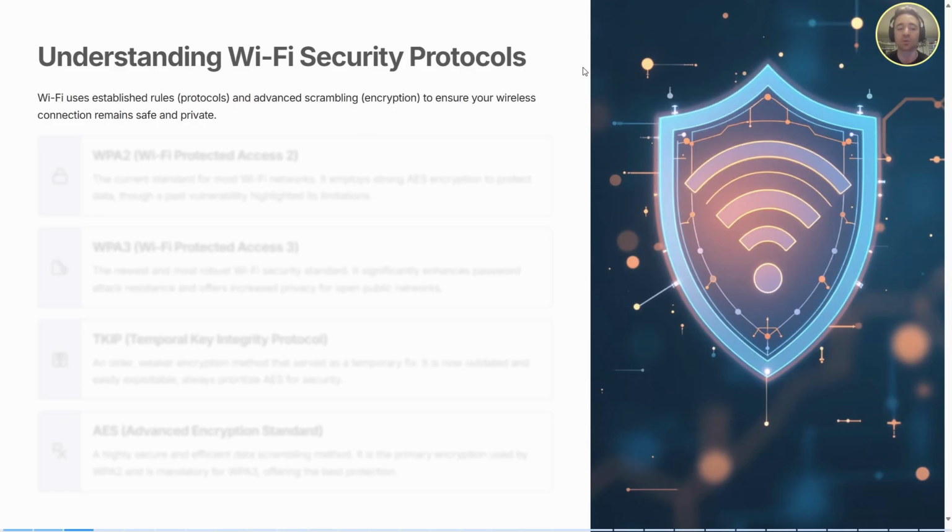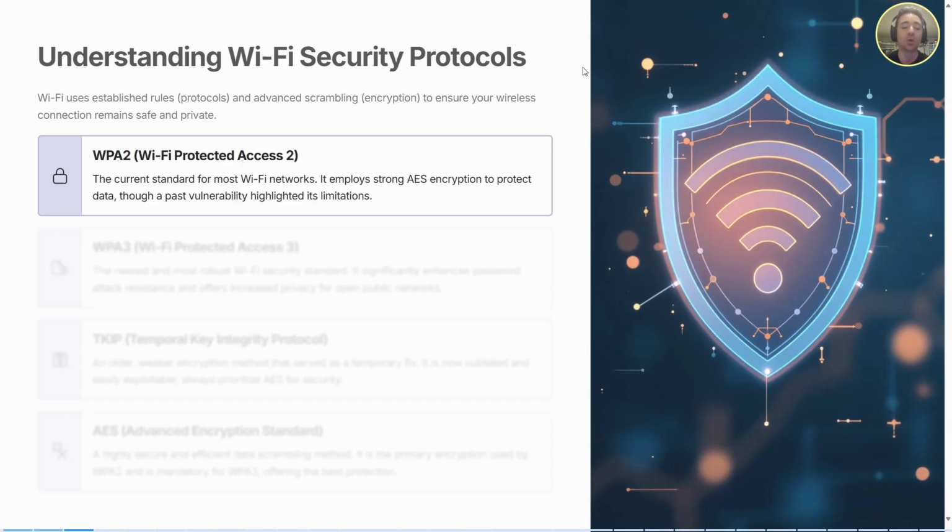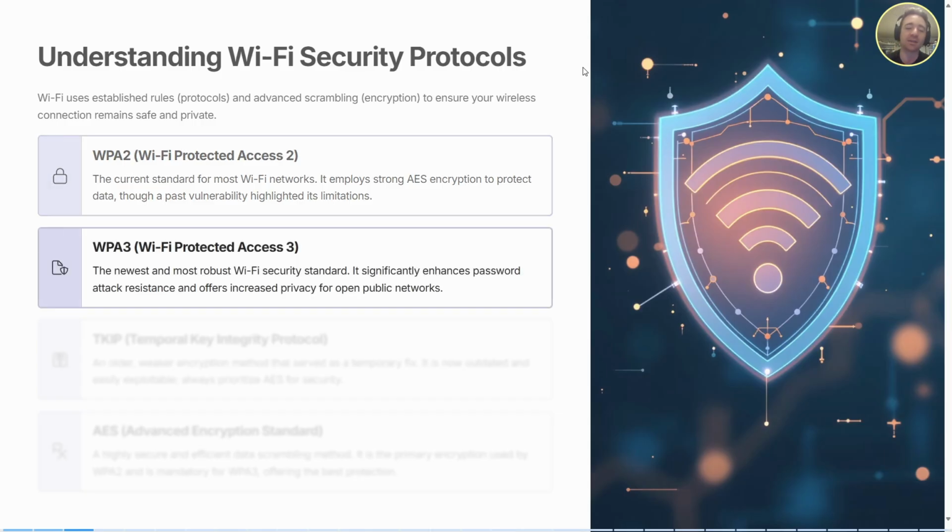Starting with Wi-Fi protocols, you need to know about WPA2, or Wi-Fi Protected Access 2. Long story short, this is the current standard for a lot of Wi-Fi networks. It employs strong AES encryption to protect data, although there is a past vulnerability that has highlighted its limitations. So really the key thing here is you need to be able to compare WPA2 to the next one, which is WPA3, which fixes those vulnerabilities. WPA3 is the newest and most robust Wi-Fi security standard. It significantly enhances password attack resistance and offers increased privacy for open public networks.